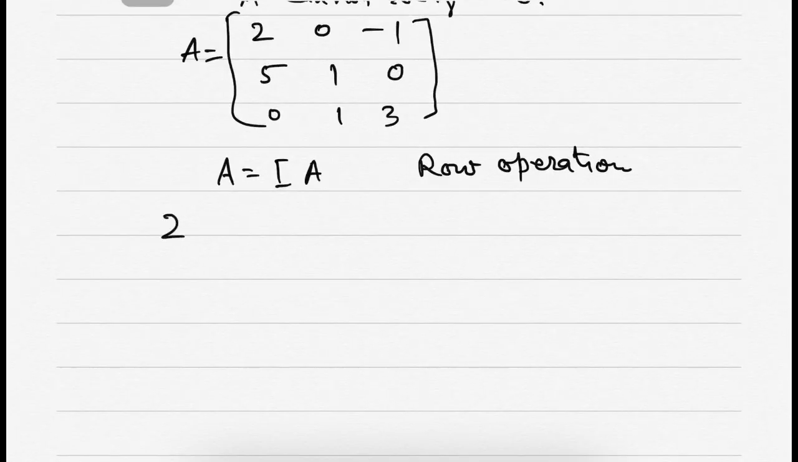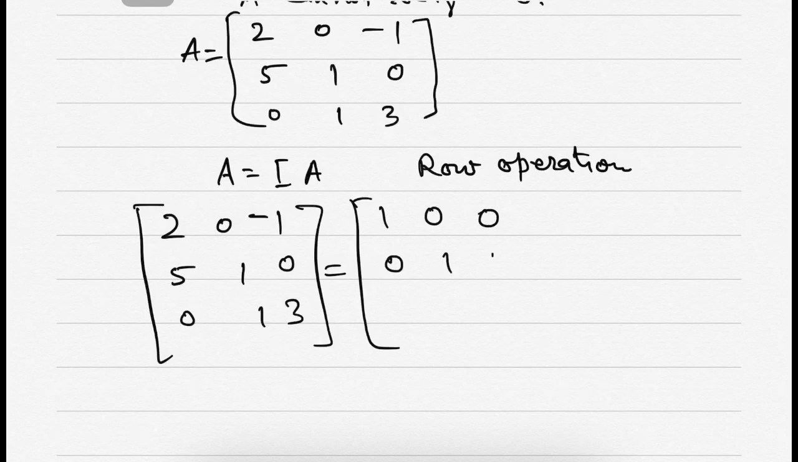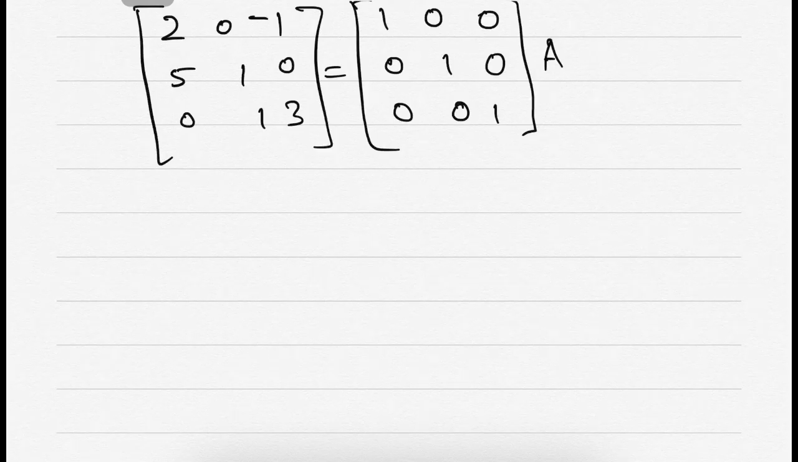A is [2, 0, -1; 5, 1, 0; 0, 1, 3]. Corresponding I will be [1, 0, 0; 0, 1, 0; 0, 0, 1], the identity matrix of 3 by 3 order, into A. Now here the pivot element is 2.